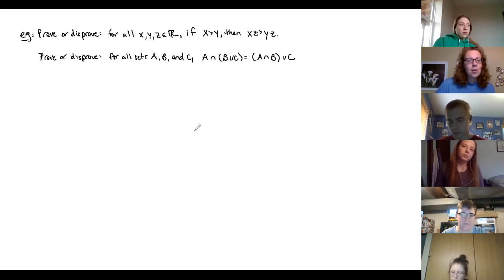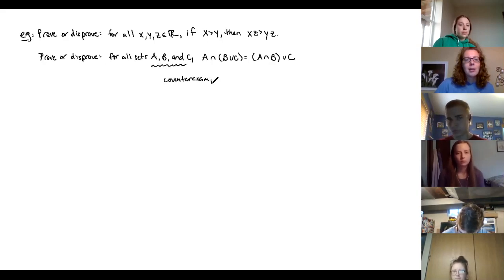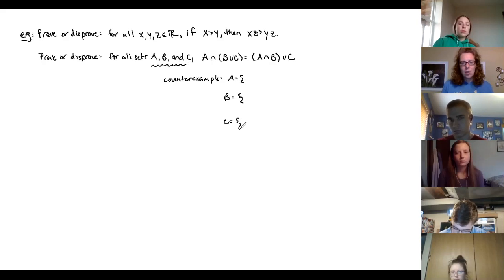So for the second one, your counterexample is going to look like A equals something, B equals something, and C equals something. You're going to need to come up with 3 sets for your counterexample because my statement is dealing with sets. For your first one, all of these are real numbers. So that's where you're going to go for your counterexample.